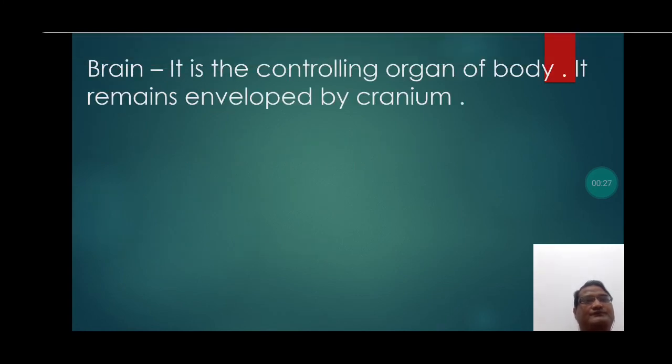Brain, it is the controlling organ of the body. It remains enveloped by cranium.